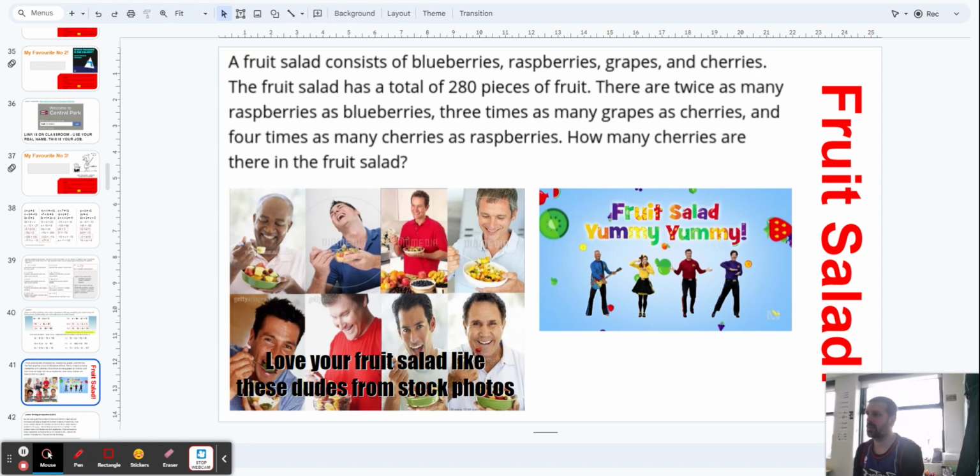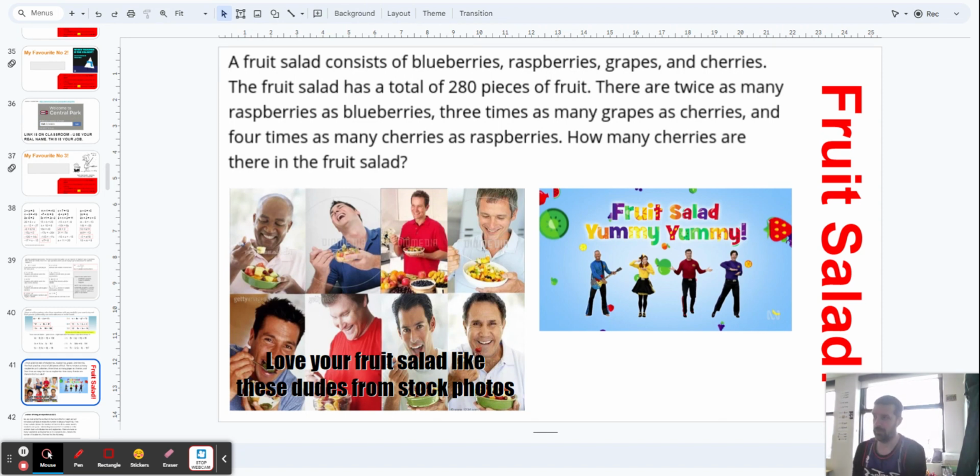So fruit salad consists of blueberries, raspberries, grapes, cherries. So we have four distinct fruits in this fruit salad, okay? And then we know the total. There's 280 pieces of fruit in total. So it's a mix of the blueberries, raspberries, grapes, and cherries. Obviously, they're all different amounts. And by the time you're done, you got 280 total pieces, okay?